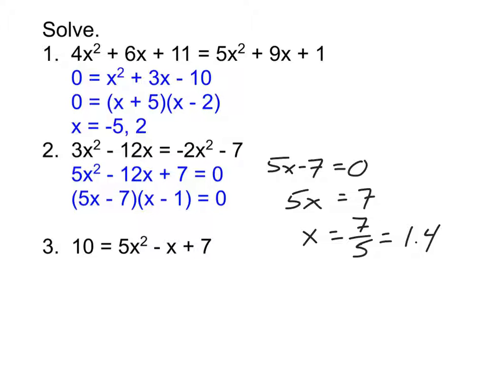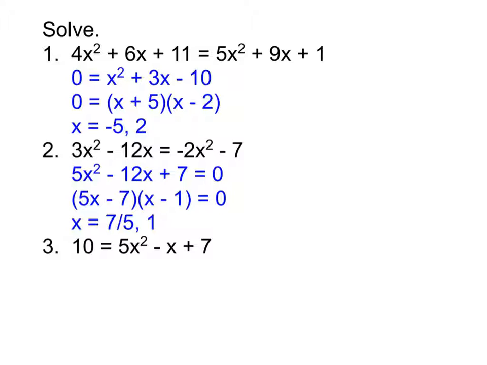I'm going to go ahead and live in the land of 7/5 though, just because it makes it a little bit easier to see where that number came from. And of course, what's the other solution? X will also equal what? 1. Because what minus 1 equals 0. And that's our final answer there for number 2.